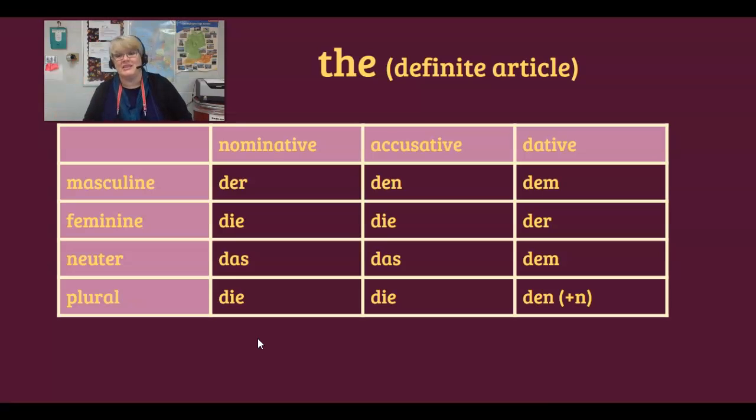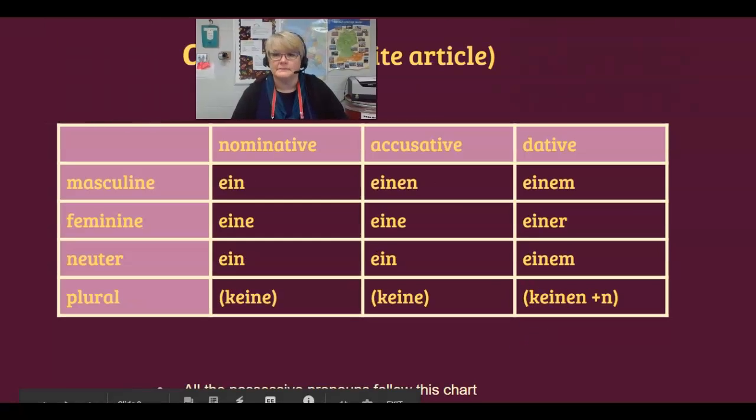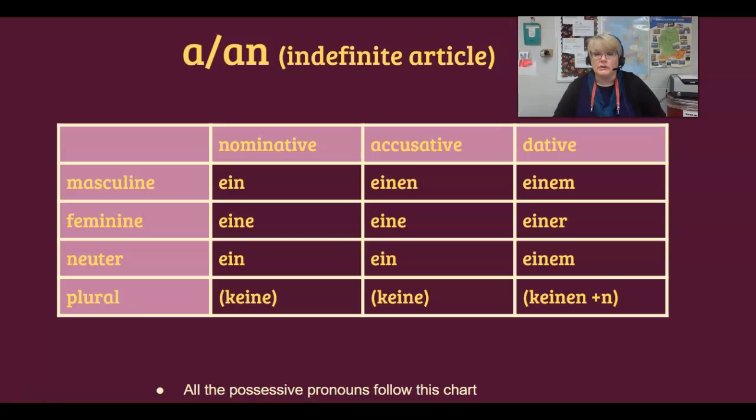What if instead of saying the, I want to say a or an? Here are the words for a or an. So masculine, ein, feminine, eine, neuter, ein. And there is no plural because you can't say like a shoes, yeah? But I'm going to put keine in there to hold the place because kein is going to follow the same chart, and all the possessive pronouns follow this chart too. Okay?